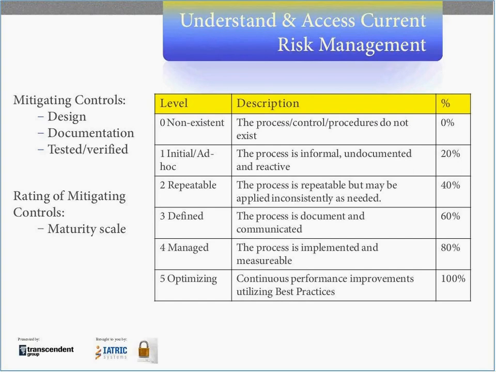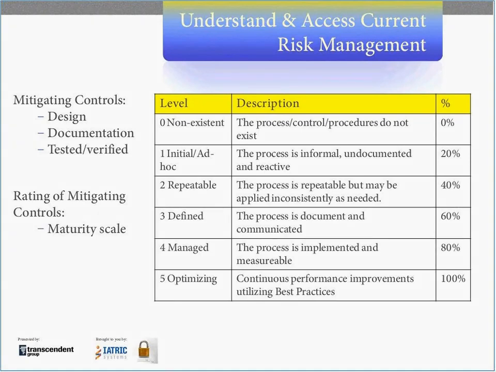Based on this information, we can rate the control, and we do that on a maturity scale, a 6-graded scale, exemplified here in the middle. For example, level 0 is non-existent, the process, control, and procedures do not exist, and level 1 is initial ad hoc, the process informal, undocumented, and reactive. Further up the scale, at the managed level, the process, control, and procedure is implemented and measurable. Preferably, you would be up at the third or fourth level to have good mitigating controls.